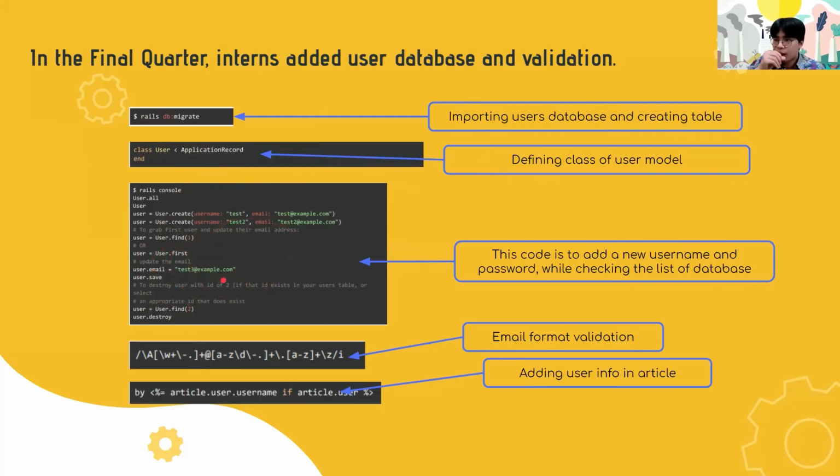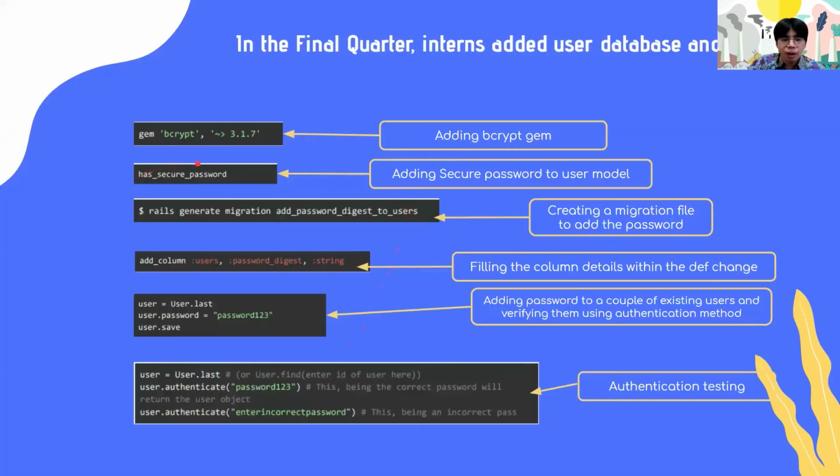And these command lines are to add a new username and password while checking the list of the database. So this part is not for authenticating. It's for new users to sign up instead of log in. And then the system here will check if the email has already existed before in the database. If so, then it will be denied. But if it's still available, then a new account will be created based on the email put in.